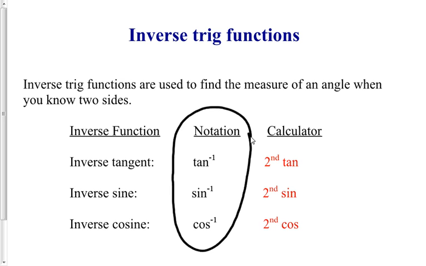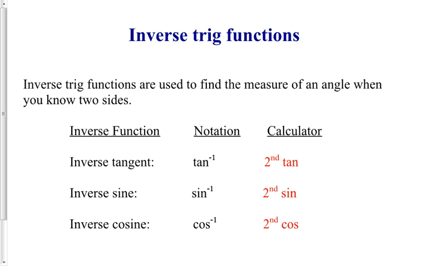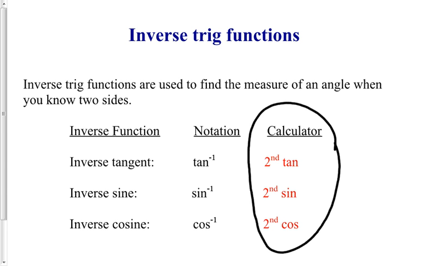It's simply the notation that means the inverse of. And when you want to calculate the inverse trig function on the calculator, instead of hitting the regular sine, cosine, or tangent button, you're going to hit the second sine, second cosine, second tangent. And that'll get you your inverse trig ratios.